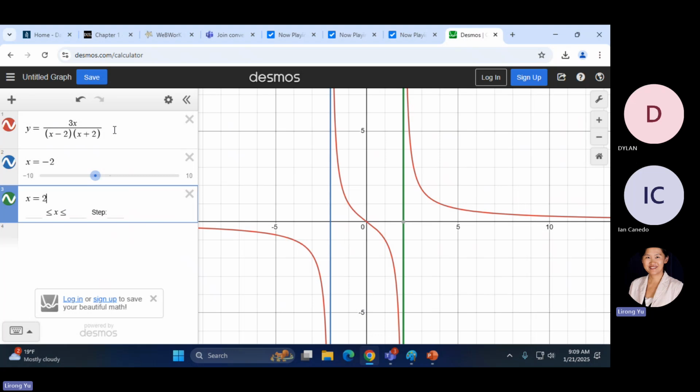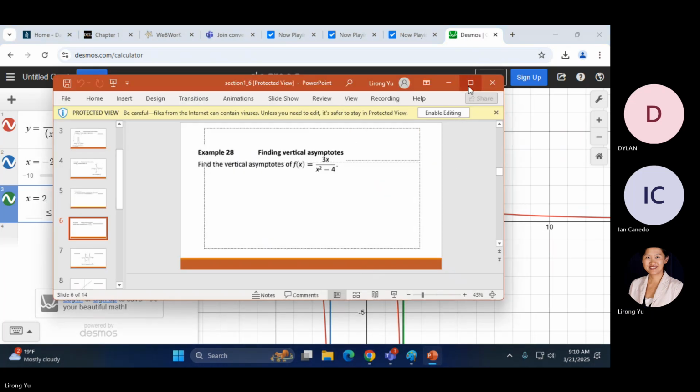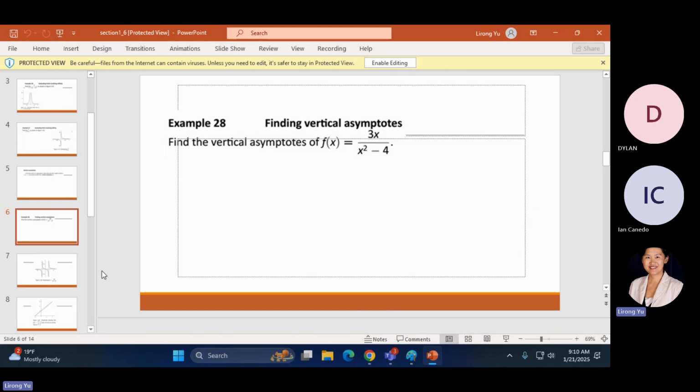The line x equals negative 2 seems to be this line that separates the entire graph into three separate parts. This is x equals positive 2. Any questions? So we're just using a graph to show that these two lines are vertical asymptotes.